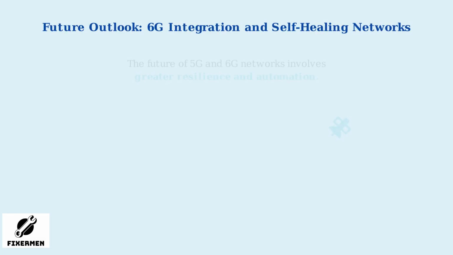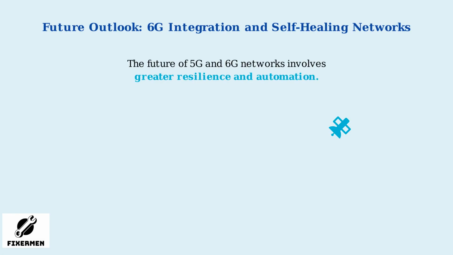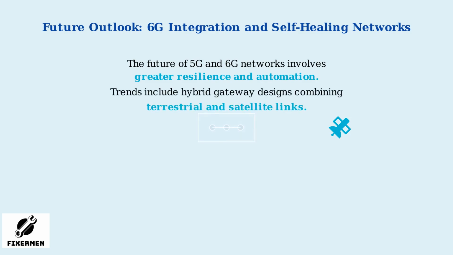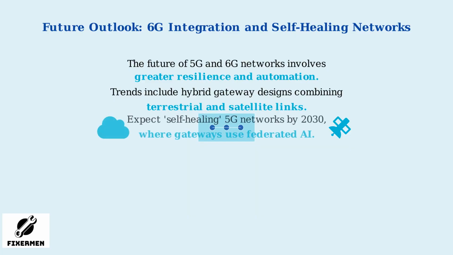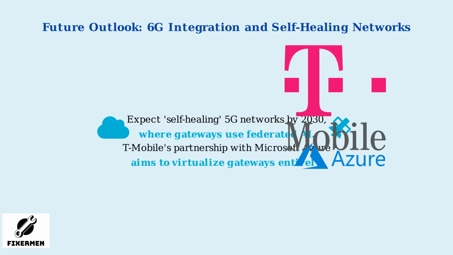Looking ahead, the future of 5G and 6G networks promises greater resilience and automation, with hybrid gateway designs combining terrestrial and satellite links for unprecedented connectivity. We can expect self-healing 5G networks by 2030, where gateways employ federated AI to share learnings across operators, minimizing downtime automatically. T-Mobile's partnership with Microsoft Azure focuses on virtualizing gateways entirely, eliminating physical offline states through cloud-based solutions.